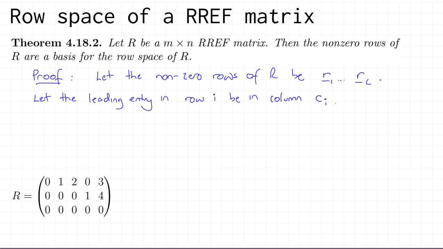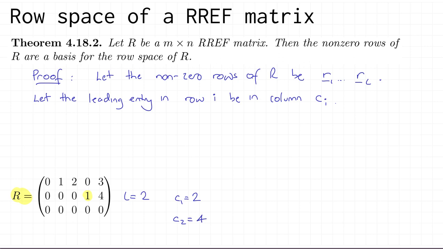So let's look at where the leading entry appears. We'll say that Ci is the number of the column in which the row i leading entry appears. So just to keep track of what's going on, let's look at this in an example down here. Here we have L is equal to 2. There are two non-zero rows, and row 1 has its leading entry in column 2. So C1 will be equal to 2, and row 2 has its leading entry just here in column 4, so C2 will be equal to 4.